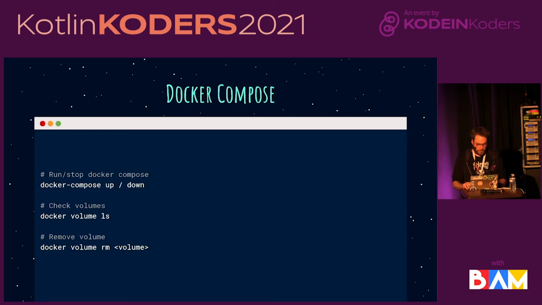You can check the active volumes with docker volume ls. And if you want to remove one volume, for example, okay, I don't want pgAdmin anymore, so docker volume rm, and you can delete the volume you want.